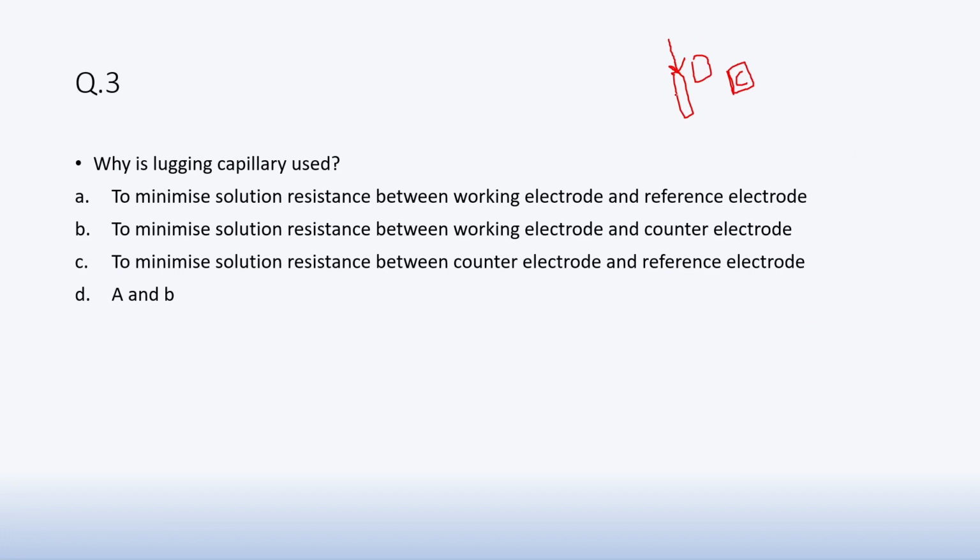So this is the working electrode. You all know what a working electrode is, the electrode of our choice. We have a reference electrode and a counter electrode. We are applying a potential across the working electrode. This is the working electrode. So what is the function of the reference electrode?